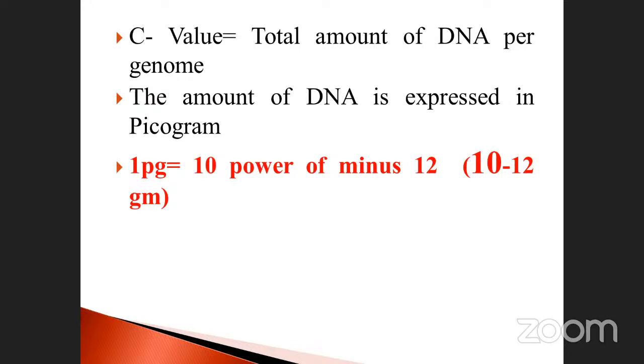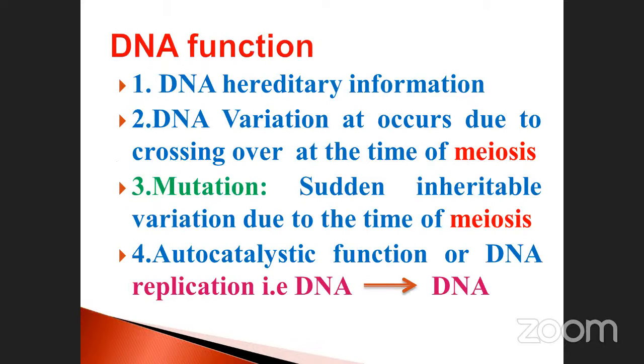This is very, very important. Okay. Go to the next one. What are the main functions of the DNA molecules? Already you know well about it. DNA molecules act as hereditary information. It transfers from one generation to another generation. This is very, very important. Second one is the DNA molecule variations that occur due to crossing over.